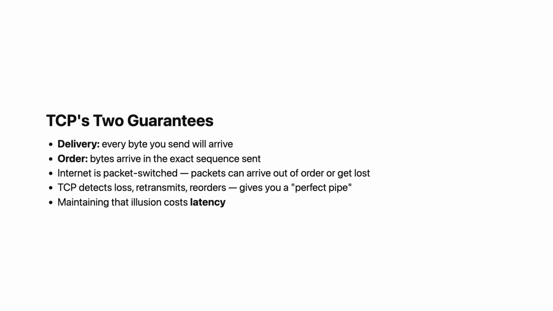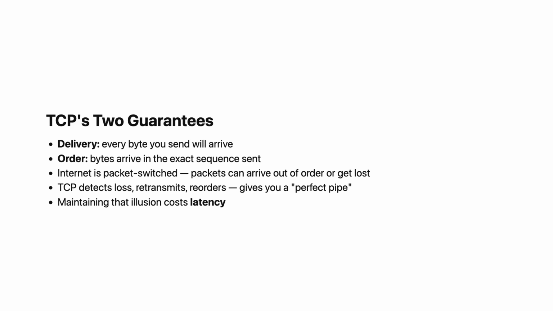It detects lost packets and retransmits them. It reorders packets that arrive out of sequence. It gives you the illusion of a perfect, reliable pipe. But maintaining that illusion has a cost, and that cost is latency. Here is how TCP pulls off its magic.